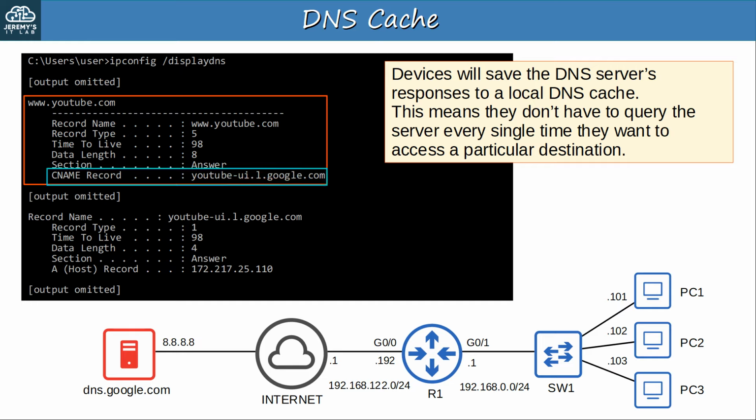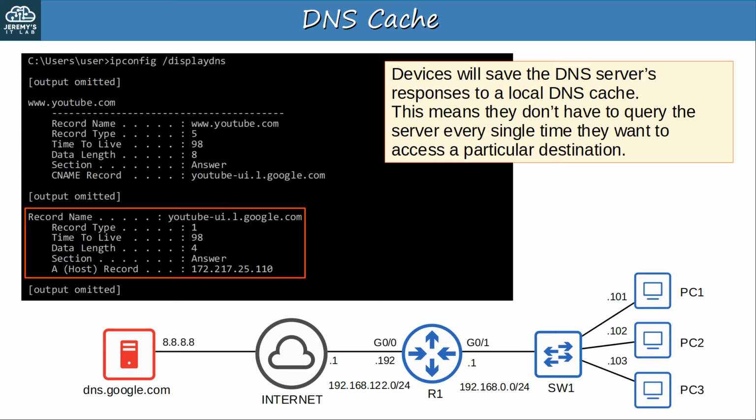However, look at the record type. It's not A or quadruple A, it's CNAME, and it lists another domain name. CNAME, canonical name, is another kind of DNS record that basically maps a name to another name. I looked in the DNS cache for that other domain name, and here's the A record with that same IPv4 address, 172.217.25.110. So as you can see, there are some complexities to DNS. DNS is a very important part of the internet and is interesting to study, but once again, for the CCNA, you just need to know the basics.